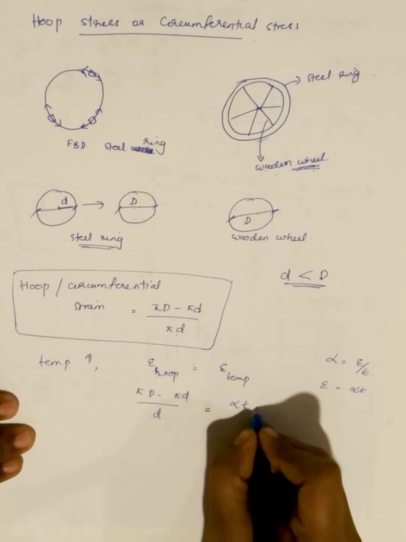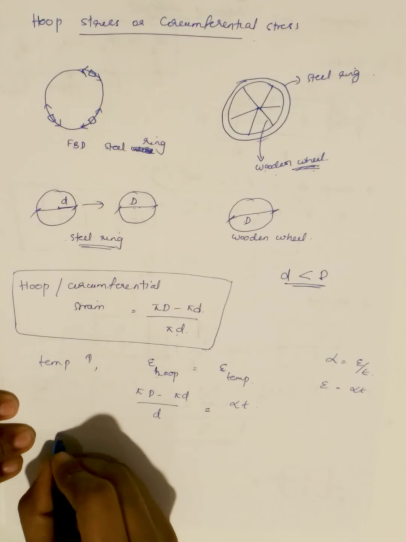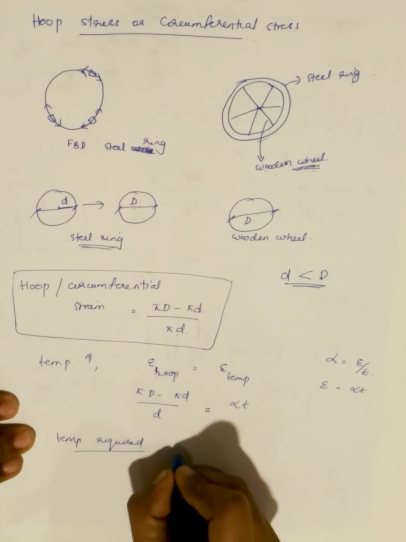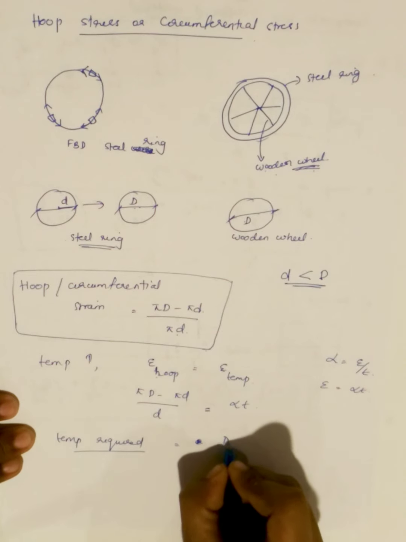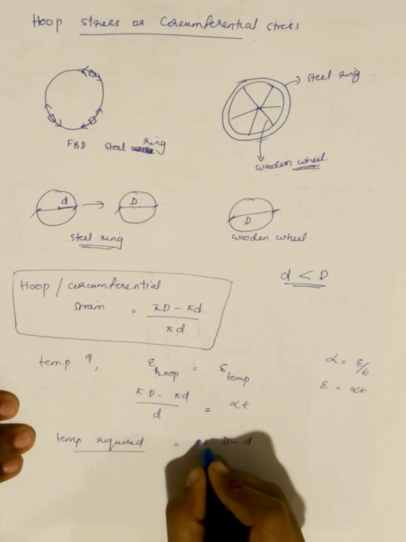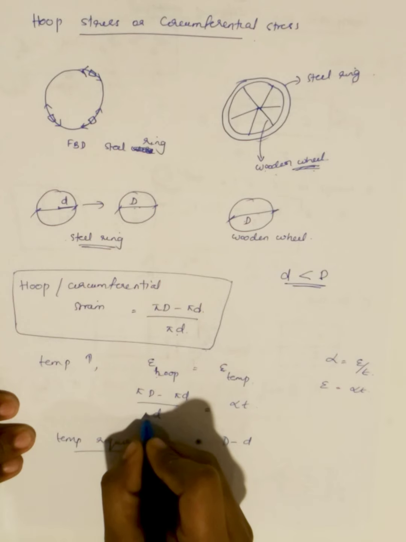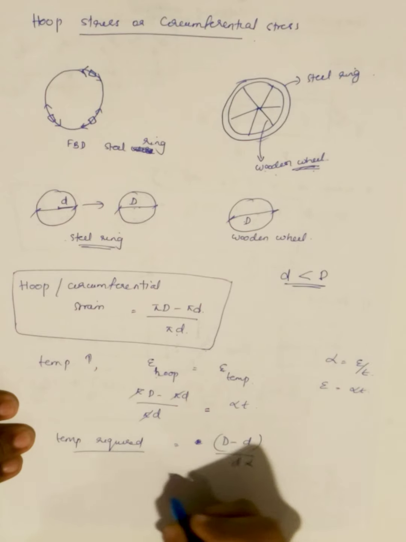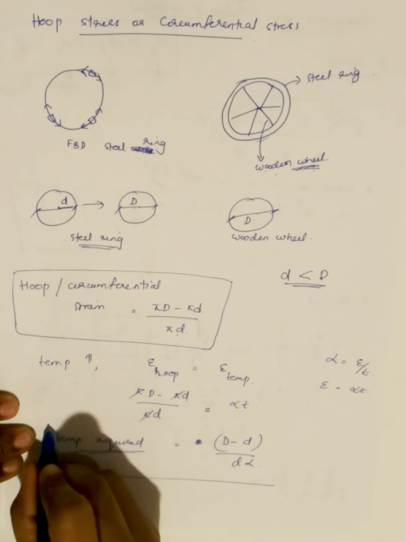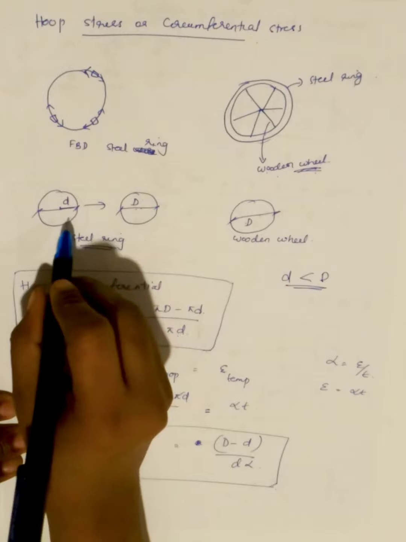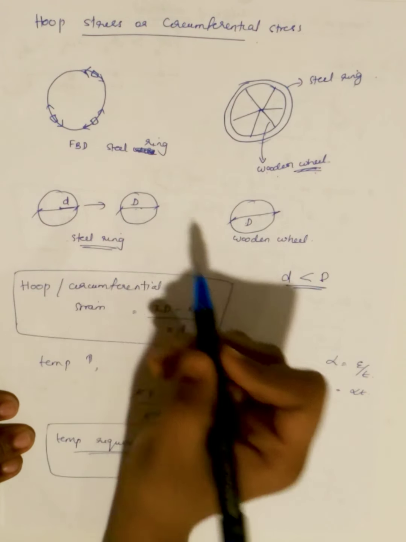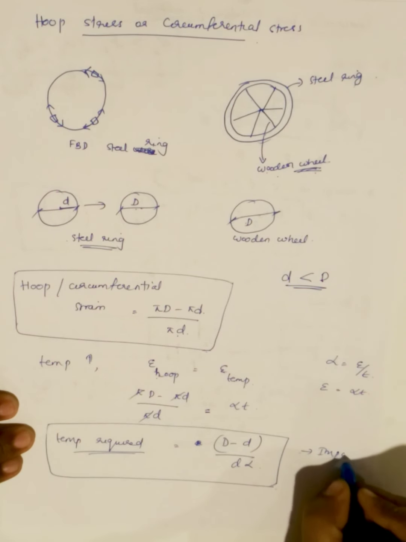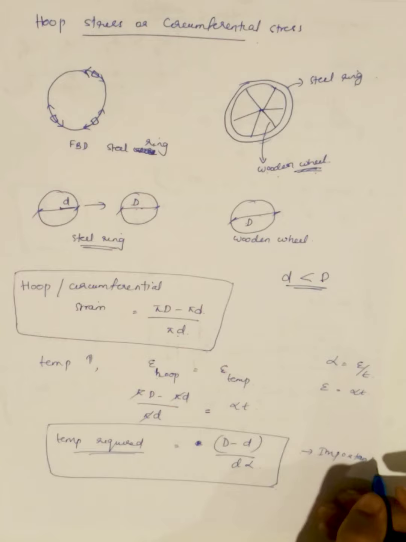So what will be the temperature required? Temperature required will be D minus d by d alpha. Here the pi will cancel out. This much temperature is required in order to change the diameter from small d to capital D. This is an important case. Problems will be asked on this.